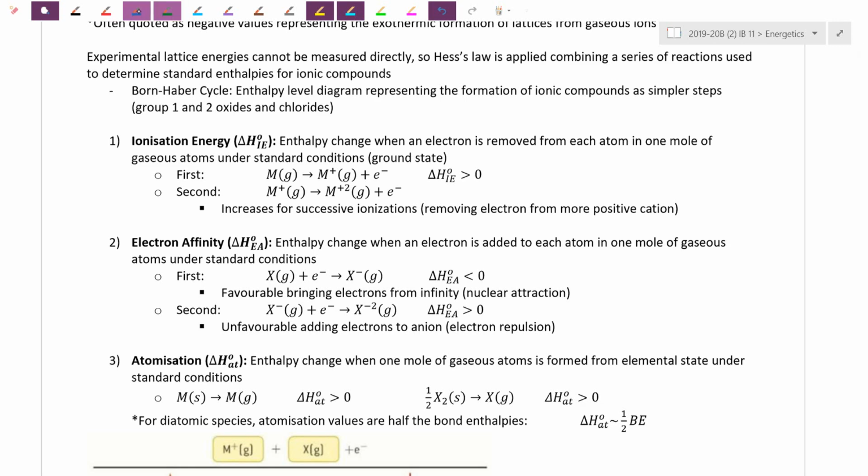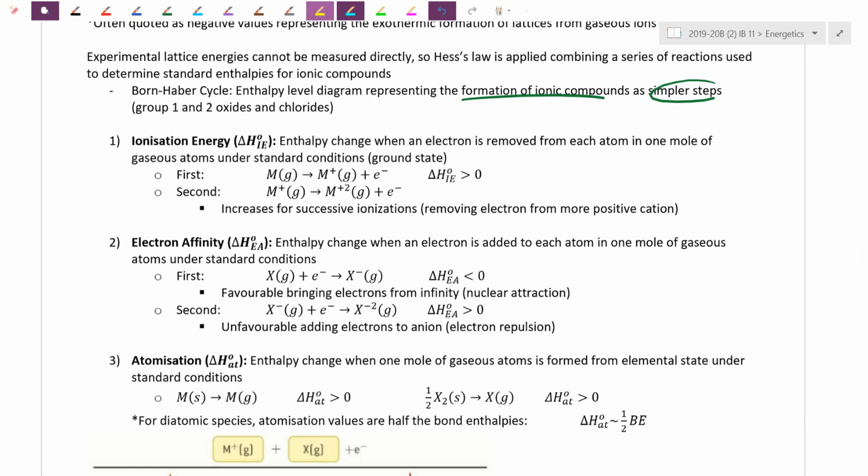So Born-Haber cycle here, whether the question asks you to sketch a Born-Haber cycle or not, I would just draw it anyways. It's easy enough, and it makes sure that you have the signs correct. So a Born-Haber cycle is an enthalpy level diagram. It's like having an enthalpy cycle, and it represents the formation of an ionic compound. It represents the making of an ionic compound, but as a bunch of simpler steps, elementary processes, and if I add up all those steps here, I'm going to get the overall.